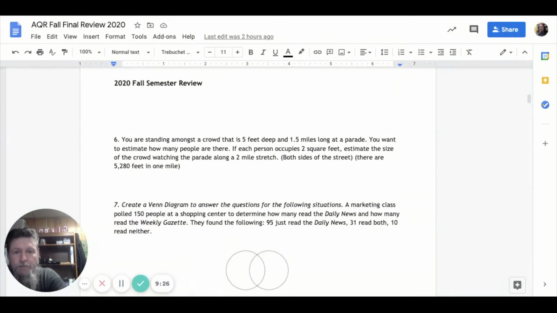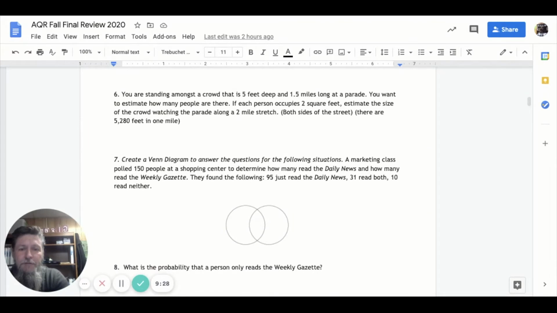All right, so you're standing amongst a crowd that is 5 foot deep on a 1.5 mile long parade. You want to estimate how many people are there. If each person occupies 2 square feet, estimate the size of the crowd watching the parade along a 2-mile stretch, both sides of the street, and there are 5,280 feet in 1 mile.